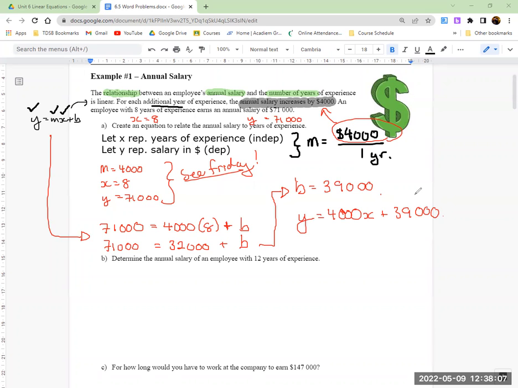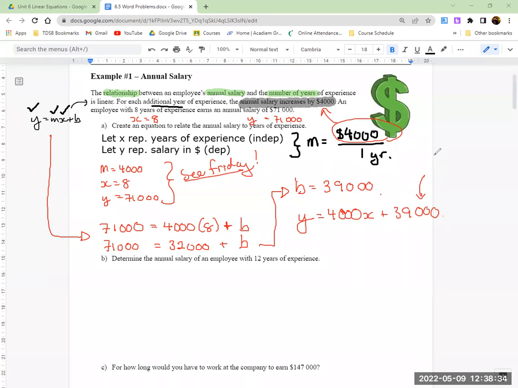Just to make sure we understand what this equation is, what does the 39,000 represent? That's the salary for the first year. You get hired at 39,000, which isn't bad as an entry-level job. It's not the best, but it's not the worst for sure in this day and age.